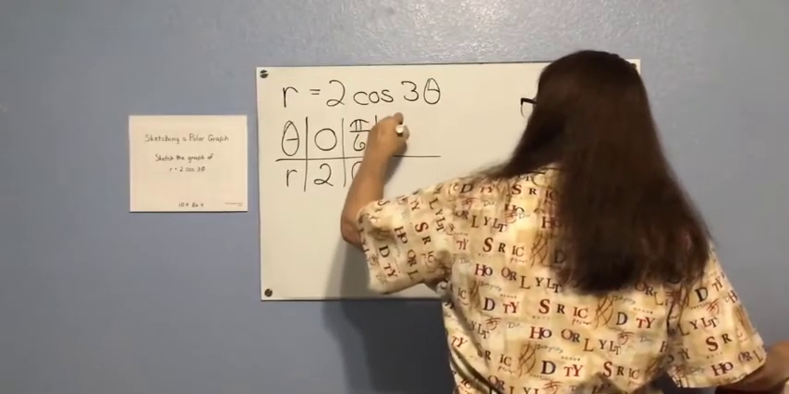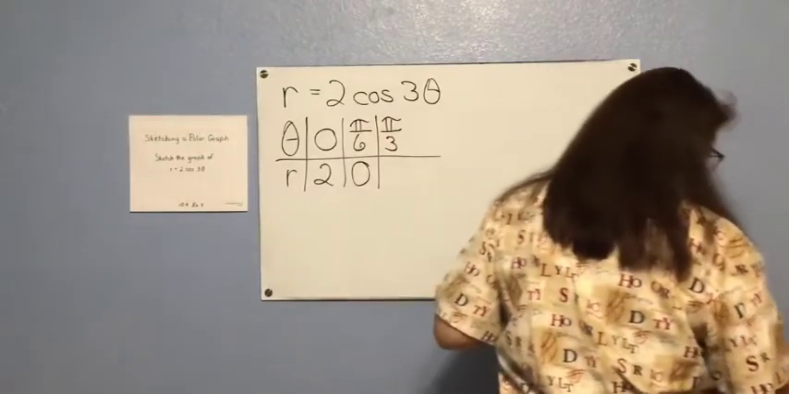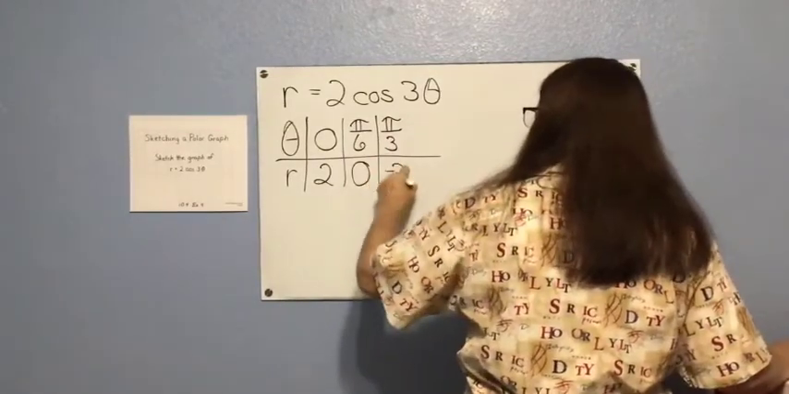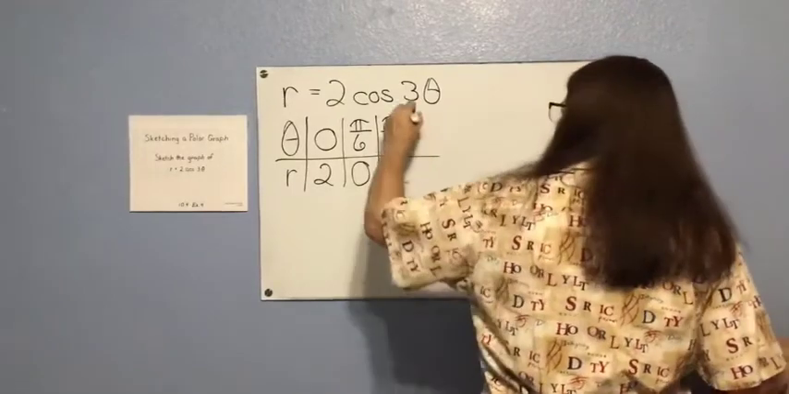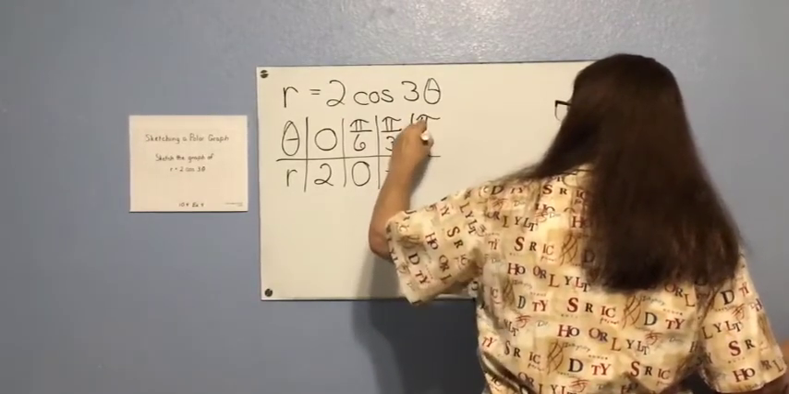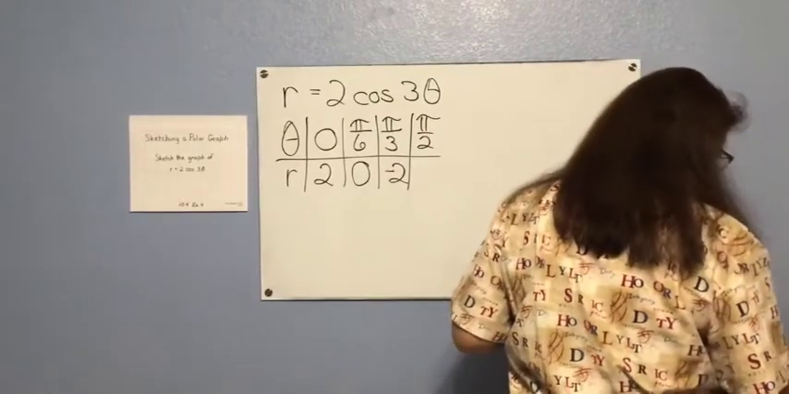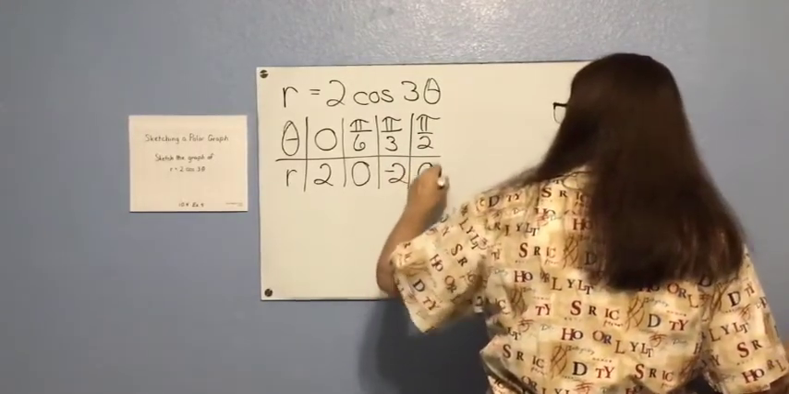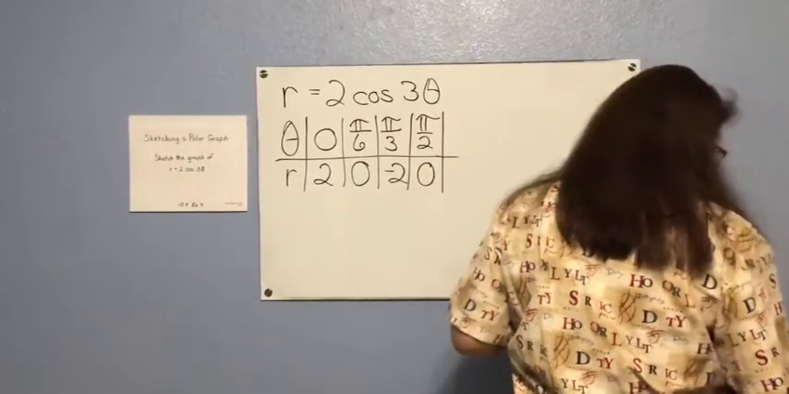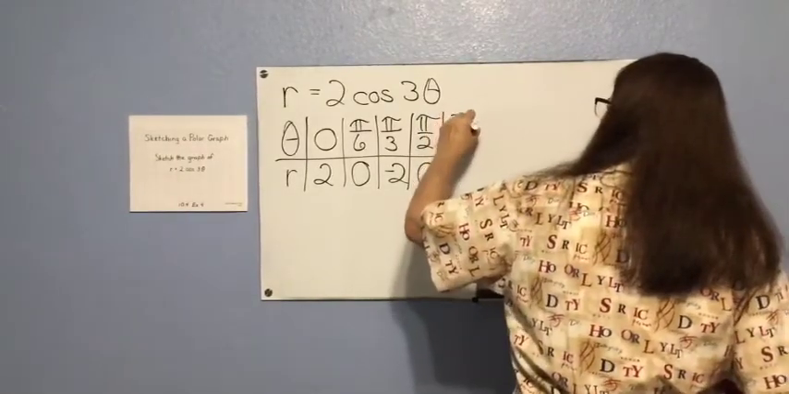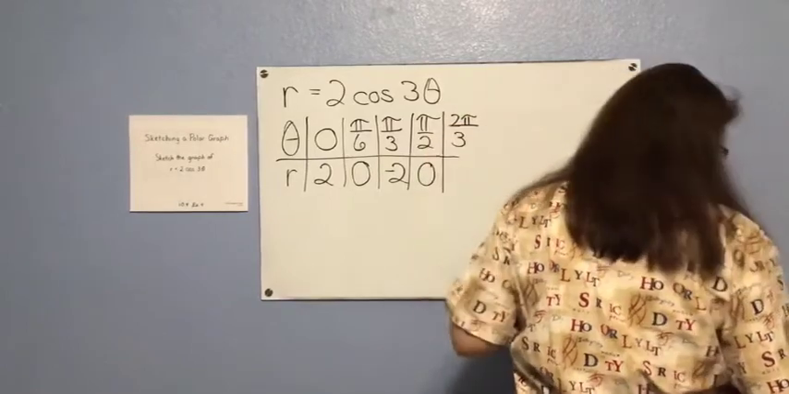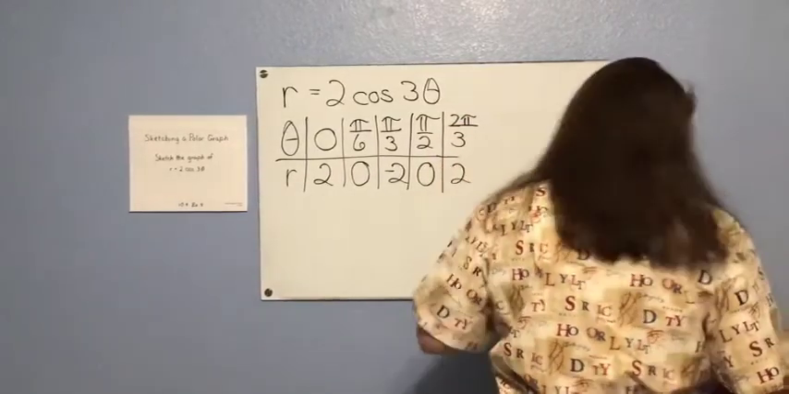If theta is pi over 6, r is 0. Pi over 3 gives us negative 2. Pi over 2, back to 0. And 2 pi over 3 gives us a value of positive 2.